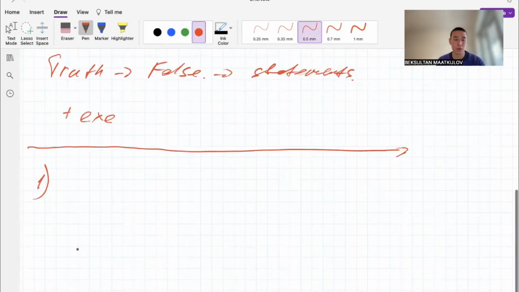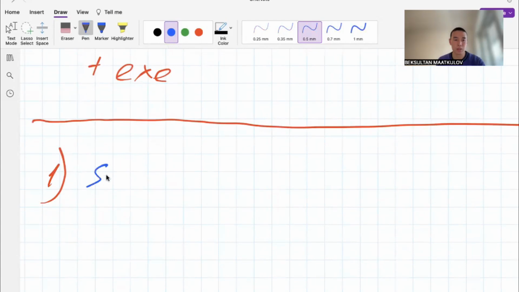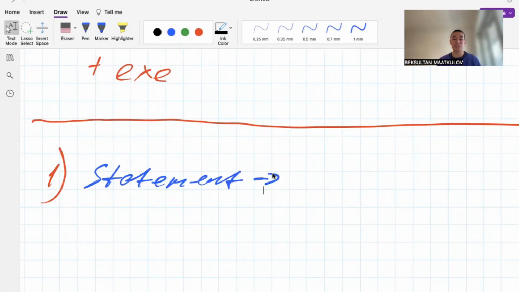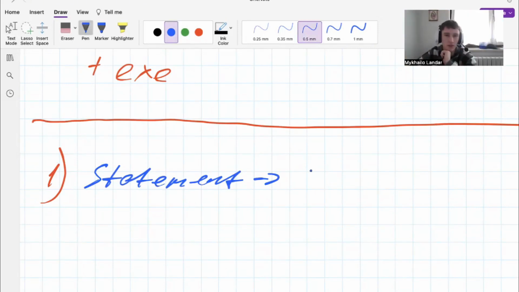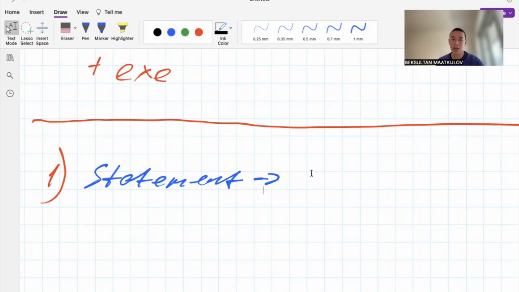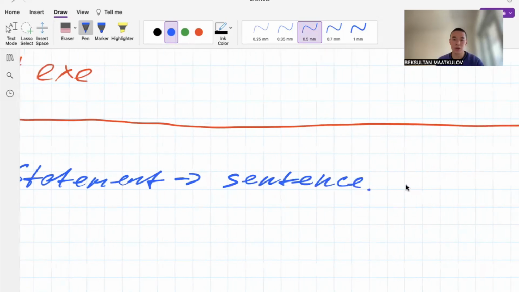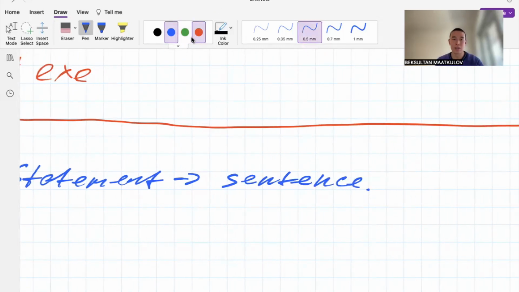Okay, the first thing we are going to study is the statement right here. Okay, what do you think? What means statement? How would you describe it? It's like arguments, how I understand from the video. Yeah, it's kind of an argument. Let's say it's kind of a sentence. All right, sentence. So basically, this is a statement. This is a sentence that can be either true or it can be false.